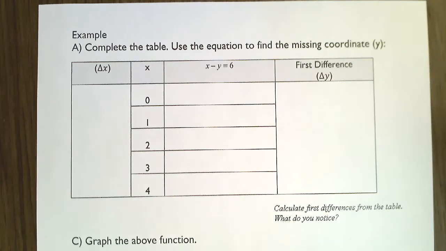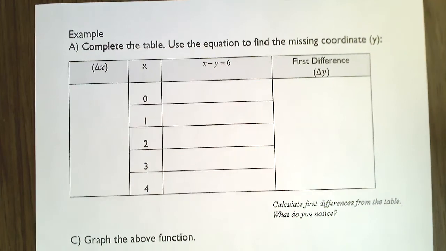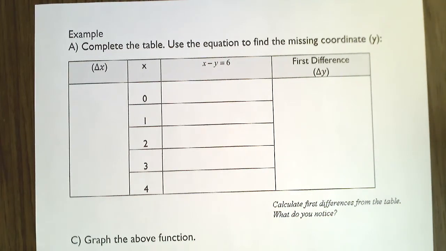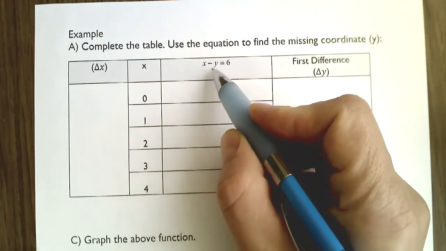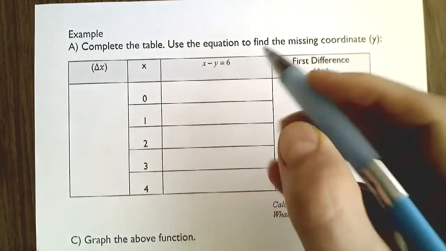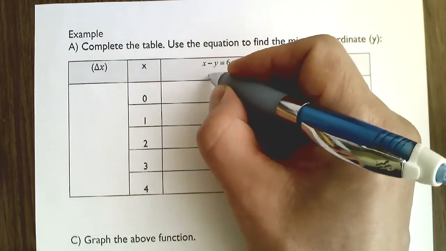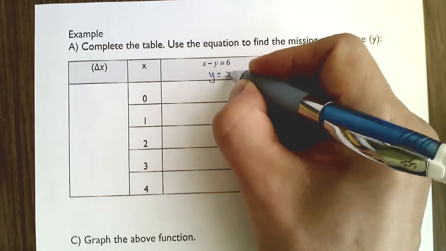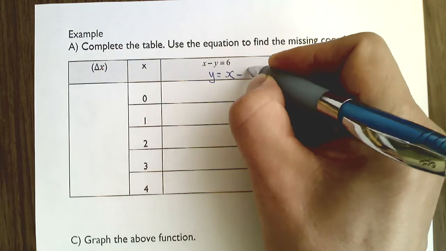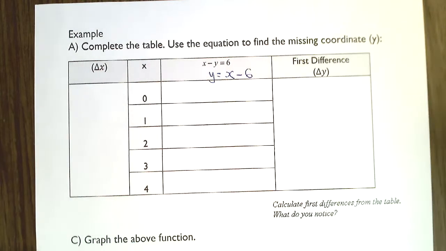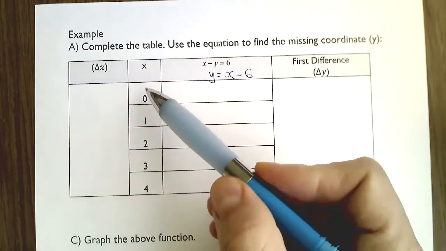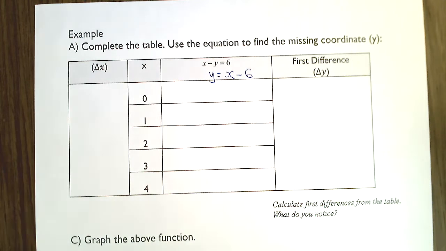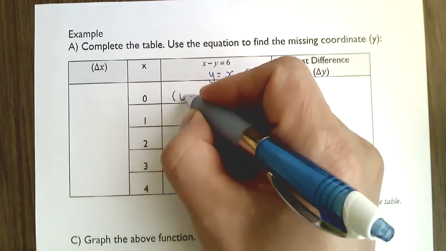Okay, let's look at another example to identify if it's a linear function. Well, the equation is x minus y equals 6. I will rearrange this equation for myself and isolate it for y. So y will be equal to x minus 6. I will choose x values and then plug them into my equation.